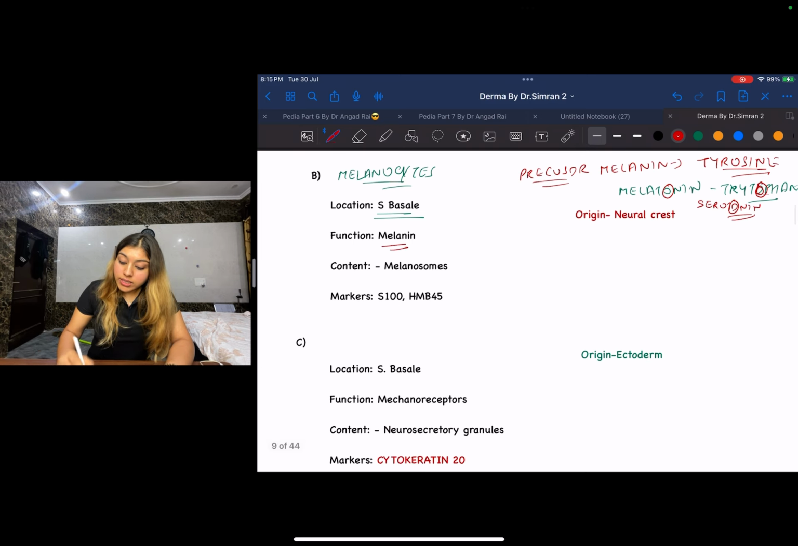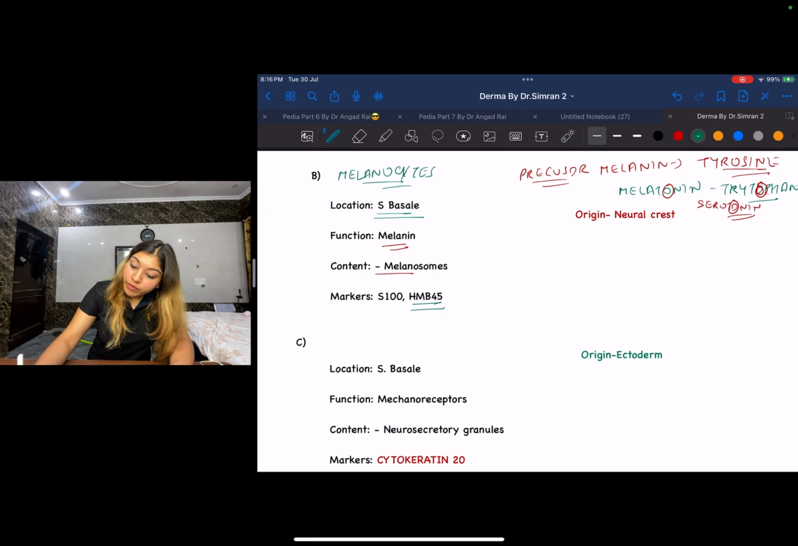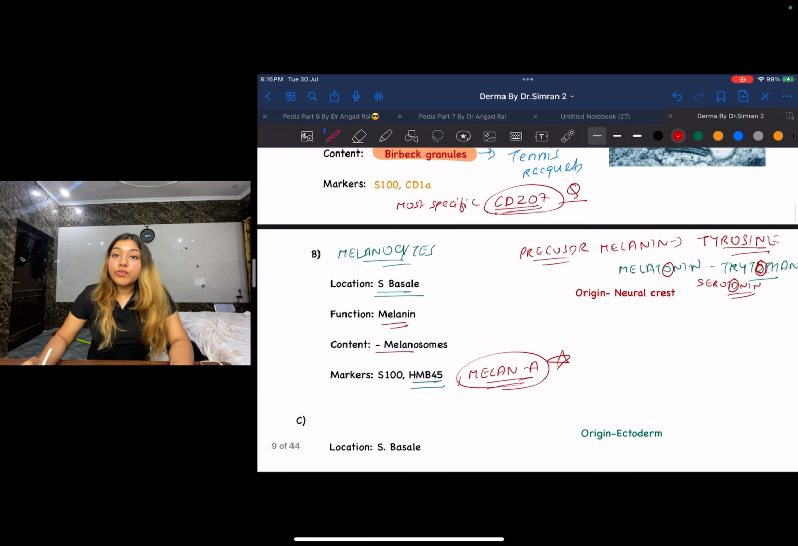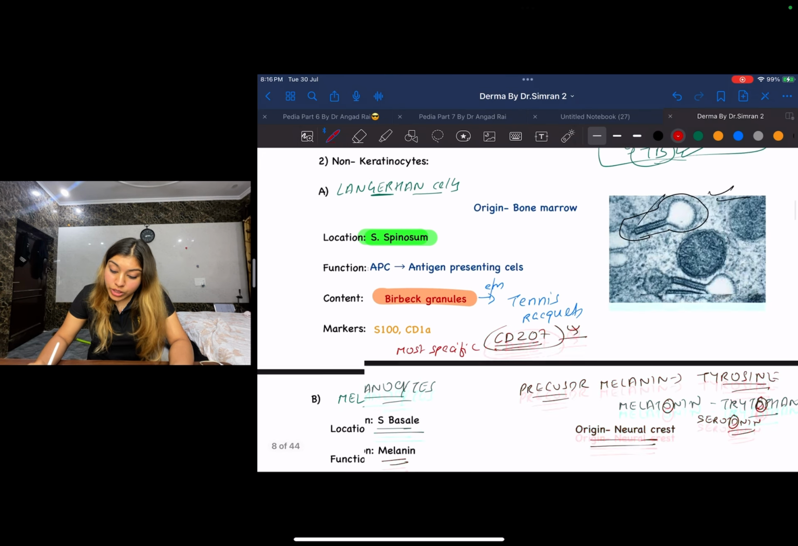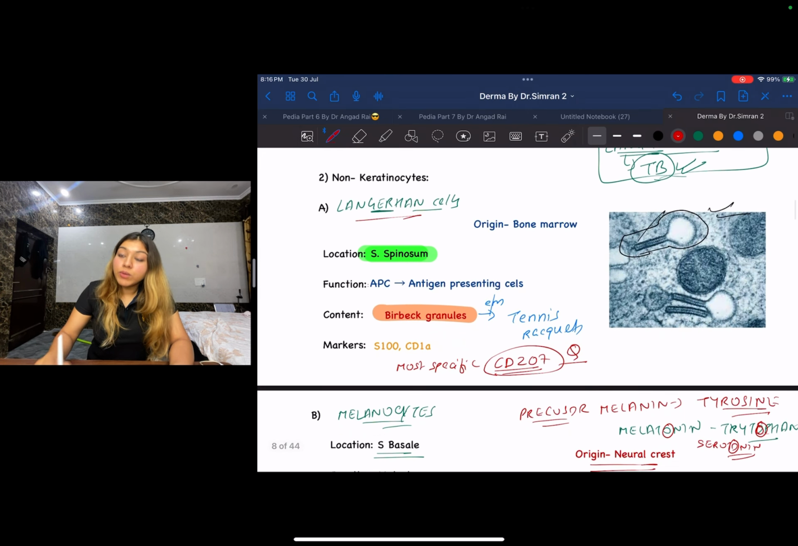Next, what is the content? Melanosomes are going to be the content of your melanocyte. Now your markers. Again S100 has come here, HMB 45, and one more very important, that is going to be Melan-A. And origin: what is the origin of a melanocyte? That is going to be your neural crest. What was the origin of your Langerhans cells? That was your bone marrow.